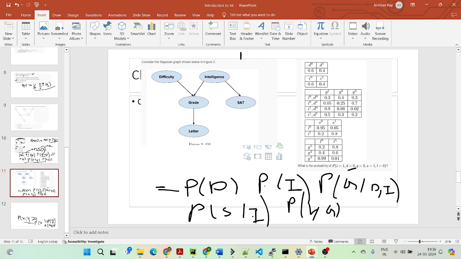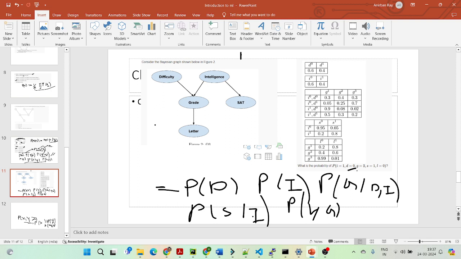So P of D, then P of I. This is actually P of I given D, but I is independent of D, so you can write it as P of I. Then P of G, which will be P of G given D comma I. Then P of S given I, D, G, but it is independent of D and G, so only I. Then P of L given G, S, I, D, but it is only dependent on G. That is how I have simplified.